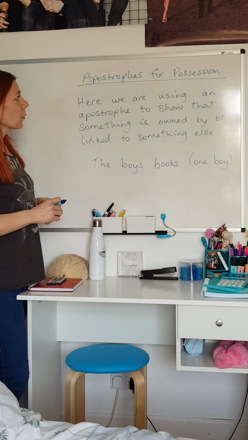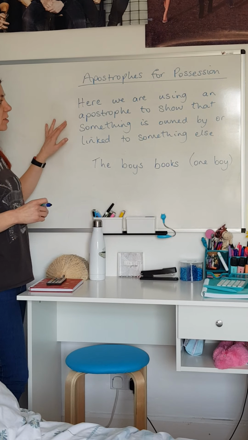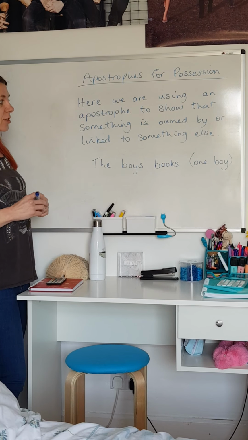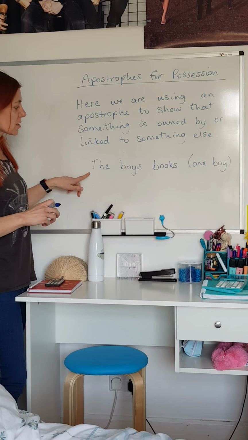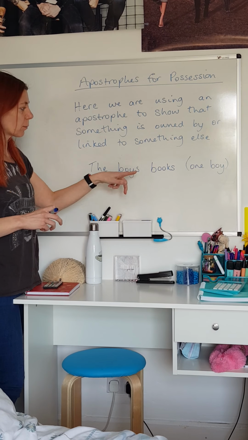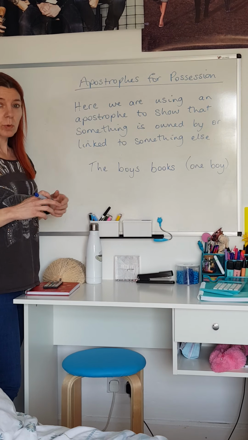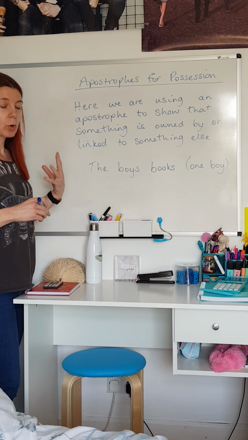Okay, so this time we're looking at apostrophes for possession. Here we're using the apostrophe to show that something is owned by or linked to something else. If we look at this example, the boy's books, and we're just talking about one boy, so it's the books that are owned by this boy. That's the question we always need to ask ourselves: who owns them, or who are they linked to?